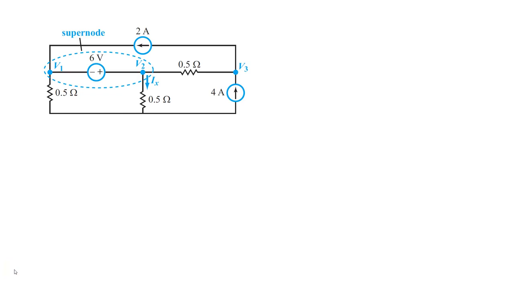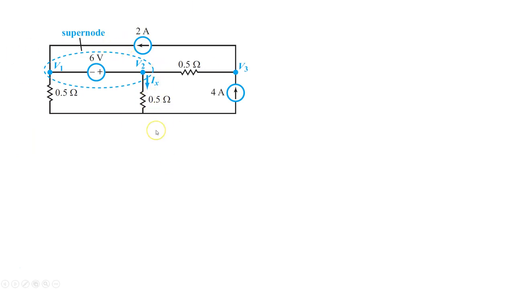All right, let's take a look at this circuit. We are asked to figure out what is the node voltage at nodes marked 1, 2, and 3. So V1 is the node voltage at node 1, V2 is the node voltage at node 2, and V3 is the node voltage at node 3. We're also asked to figure out that middle current Ix.